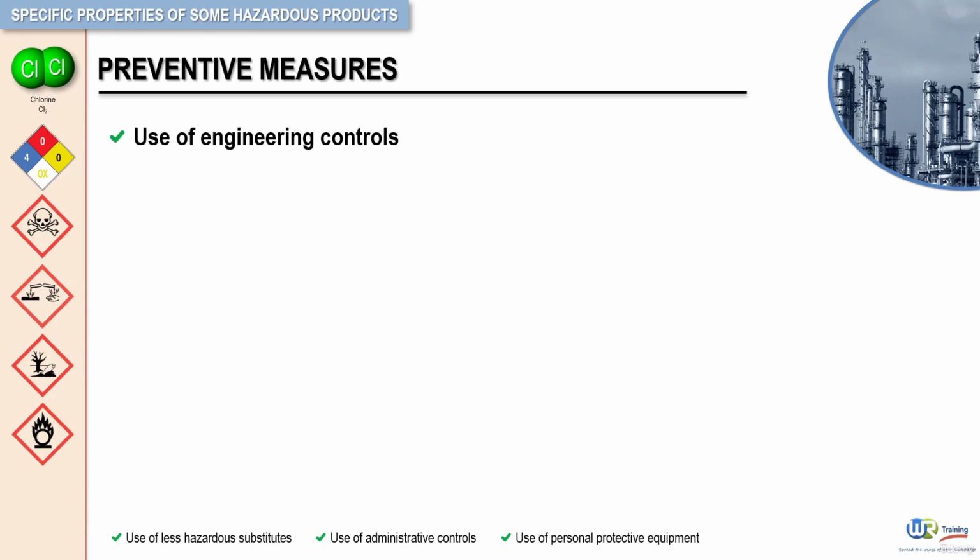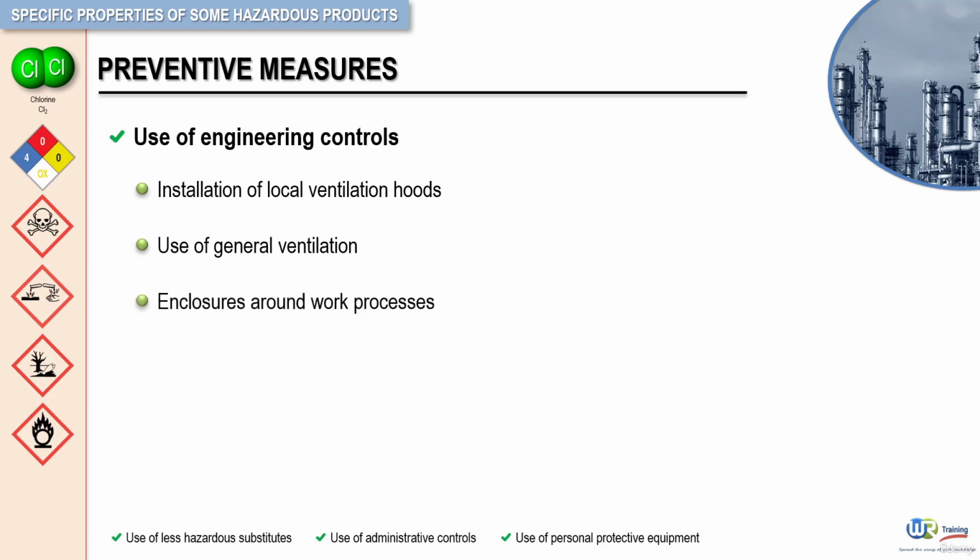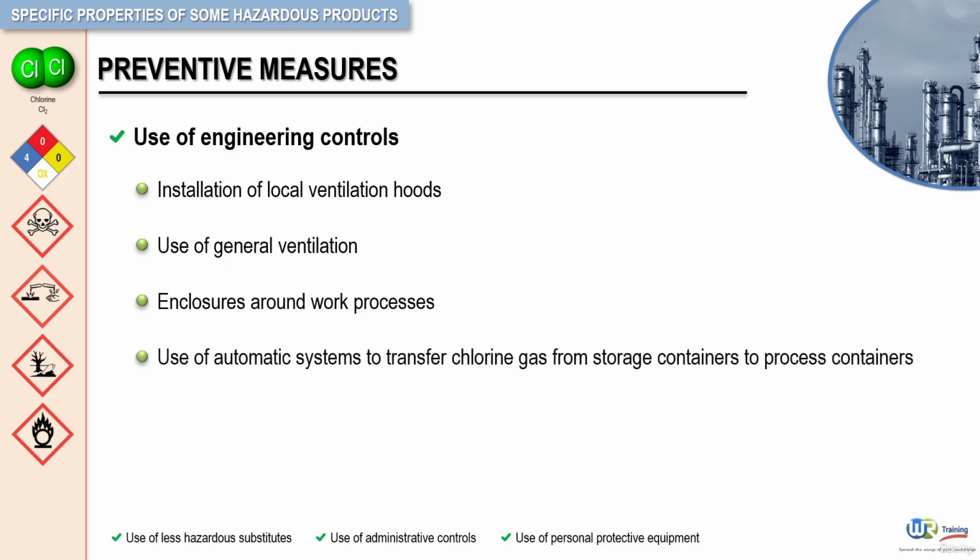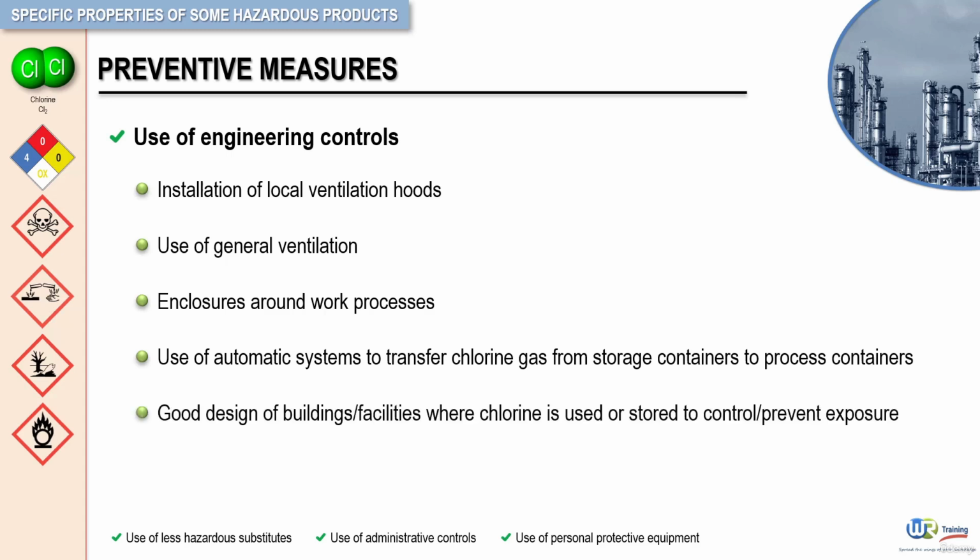As discussed in a previous video, engineering controls are processes used to eliminate exposure to a substance. Engineering controls remove the substance from the air or provide a barrier between the worker and the substance. Examples of engineering controls that can be used to prevent exposure to chlorine include installation of local ventilation hoods, use of general ventilation, enclosures around work processes such as fume hoods or glove boxes, use of automatic systems to transfer chlorine gas from storage containers to process containers, and good design of buildings, plants, and facilities where chlorine is used, manufactured, handled, or stored to control and prevent exposure.